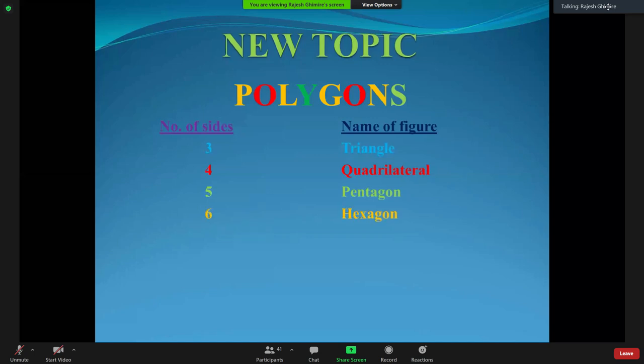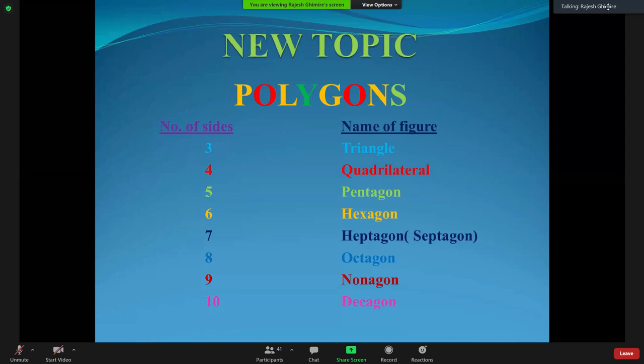If the number of sides is six, the figure is called hexagon. If the number of sides is seven, then it is called heptagon, or it is also known as septagon. And if the geometrical figure is bounded by eight sides, it is called octagon. If it is bounded by nine sides, it is called nonagon. And if the geometrical figure is bounded by ten sides, it is called decagon.